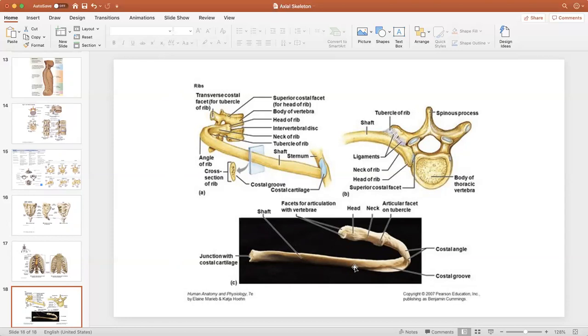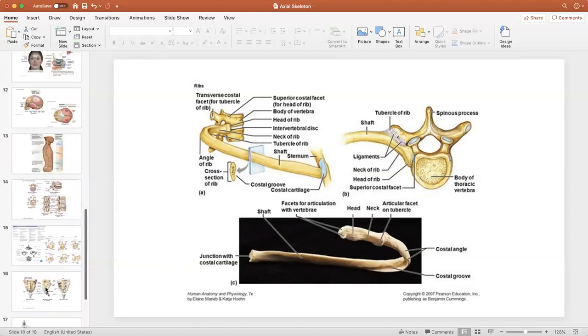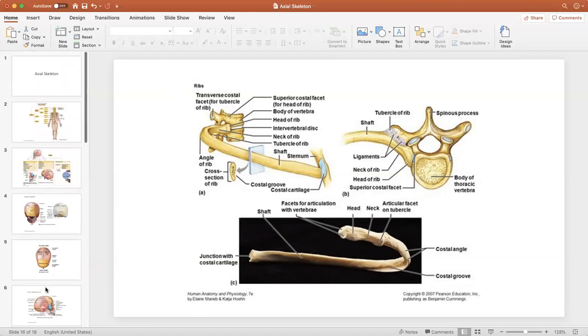So when we're orienting ribs, we put that groove on the bottom and the angle towards the back, and we can figure out which side of the body it is. Okay, so that is the axial skeleton, and we'll do another quick one for the appendicular skeleton, and try to finish up with muscles and joints.